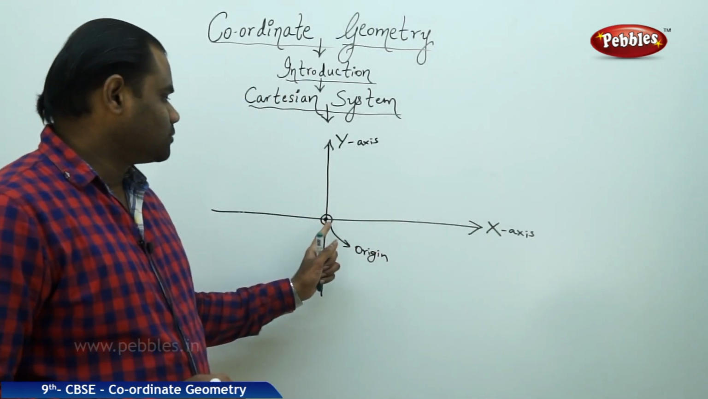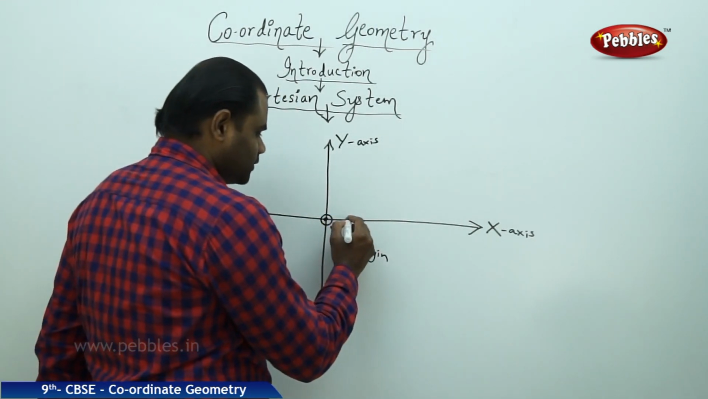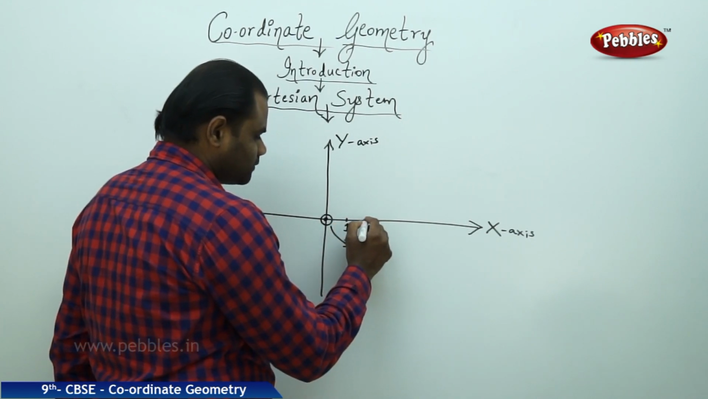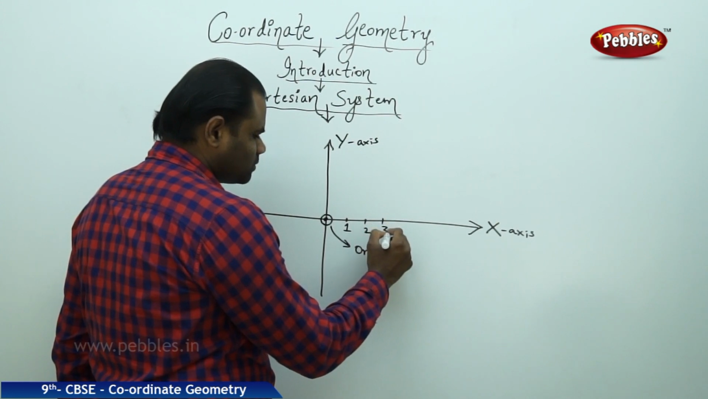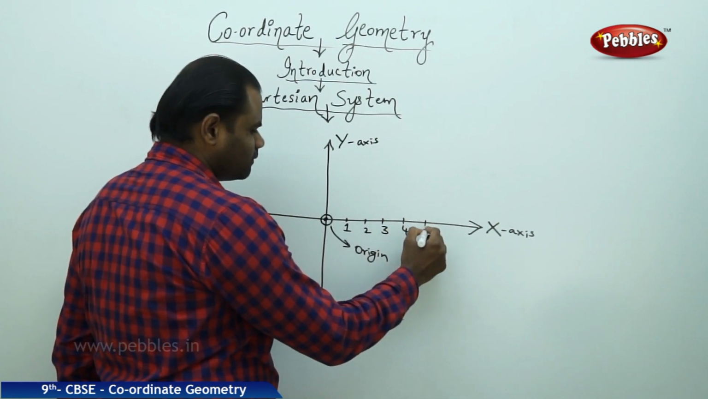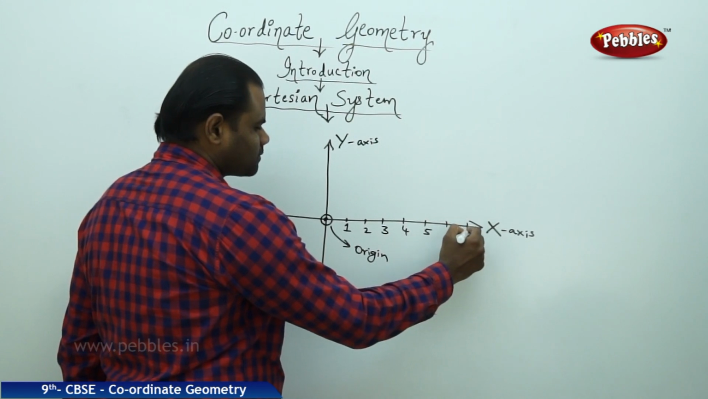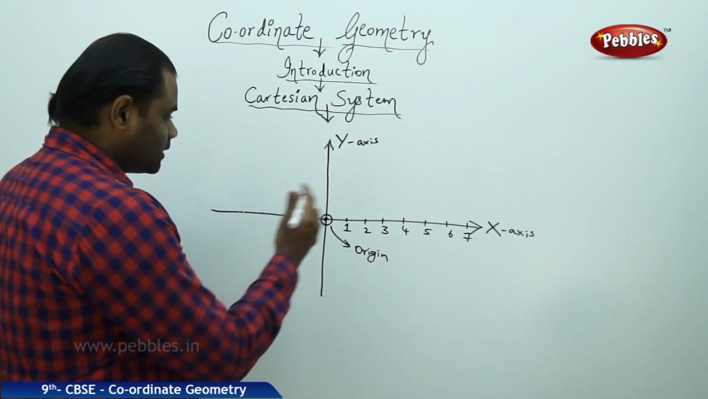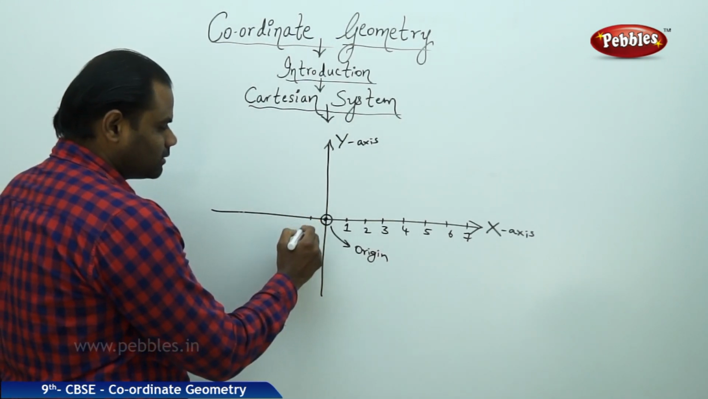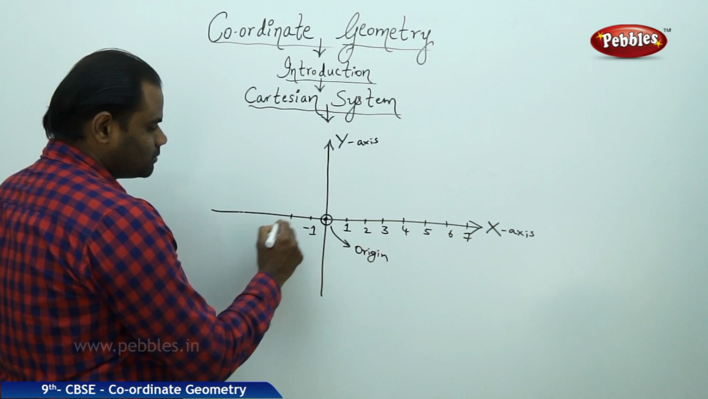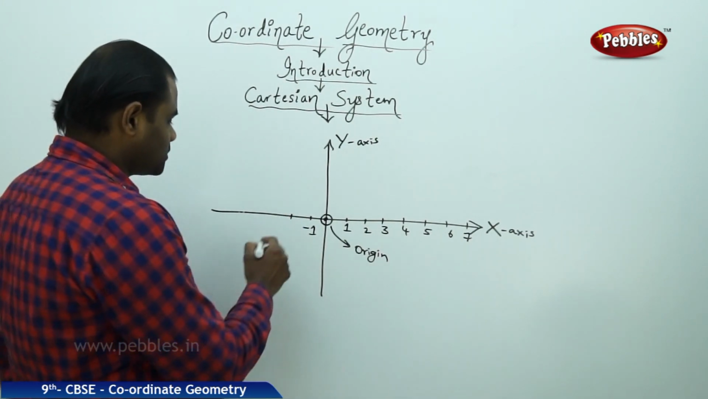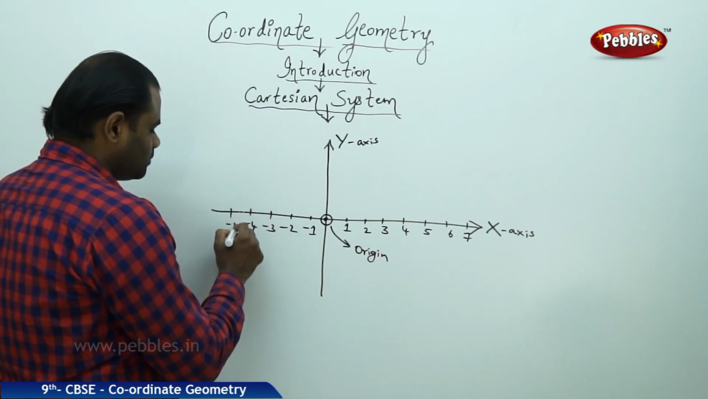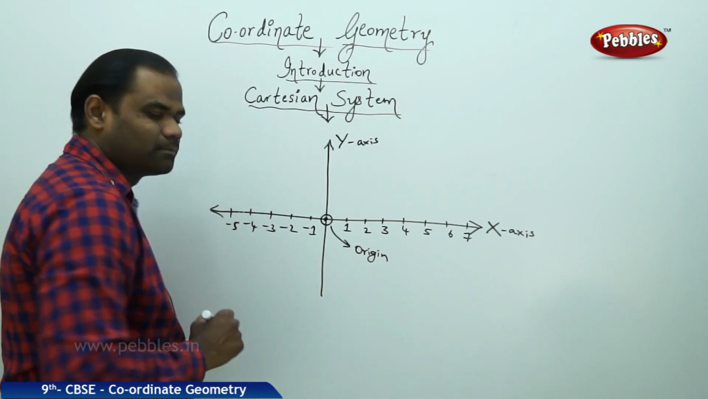Each of the four directions has its own definition as a rule of the Cartesian system. Therefore, I have to define the right side of the x-axis, which is the positive x-axis. I take all the values on the right, denoted by 1, 2, 3, 4, 5, 6, 7, and so on. It goes on and on till infinity. The left side of the x-axis is denoted by negative real numbers like minus 1, minus 2, minus 3, minus 4, minus 5, and so on and so forth.